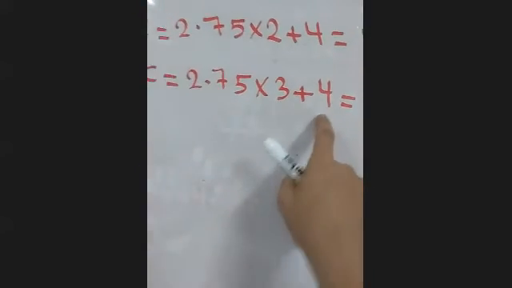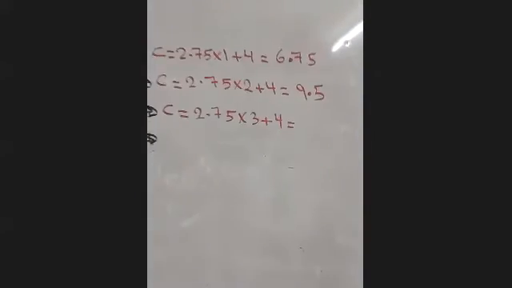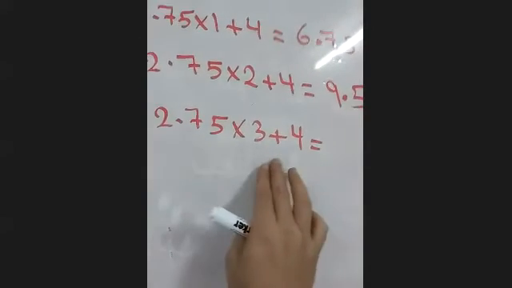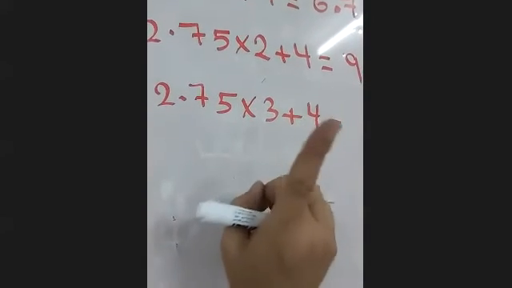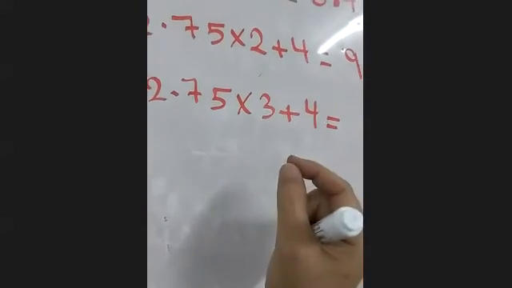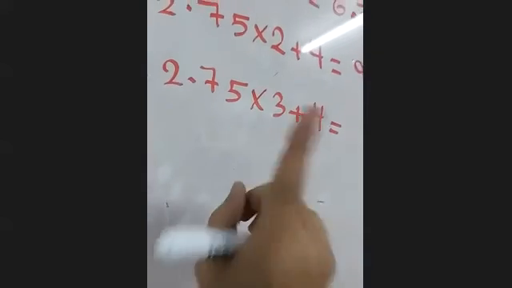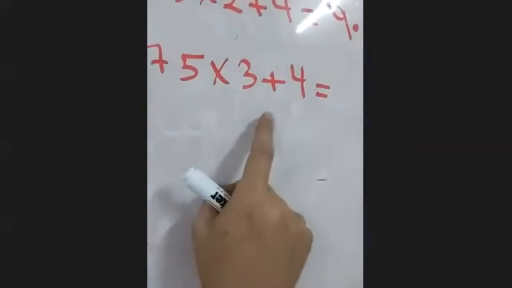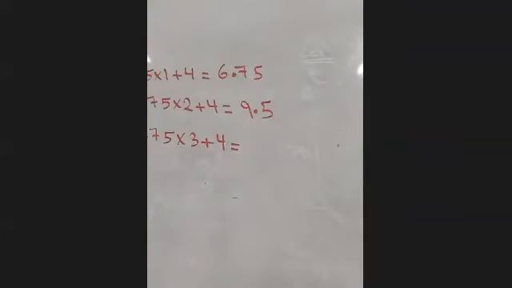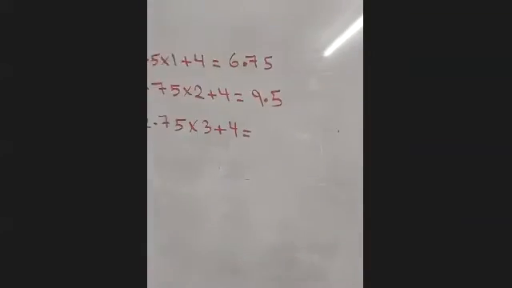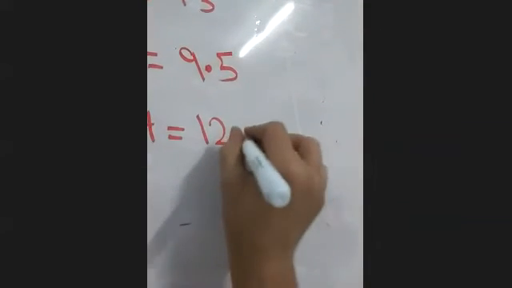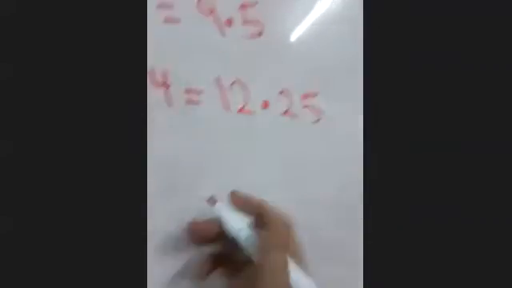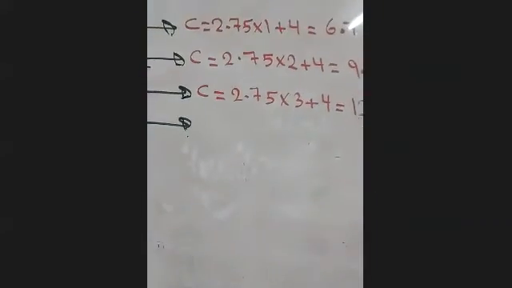Okay? So the answer will be, if you multiply and add, 12.25. Not add and multiply, wait Omar, order of operations. Multiply, then add. Don't forget that. The answer will be what, Omar? 12.25. We know how we multiply with decimals.